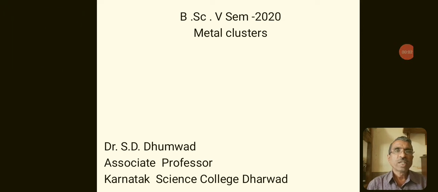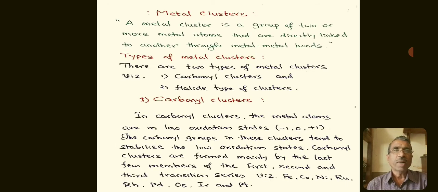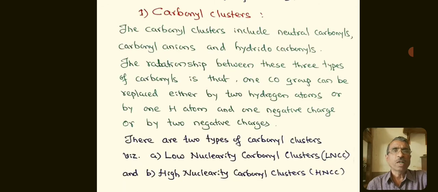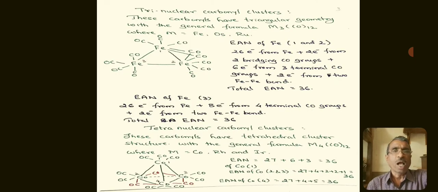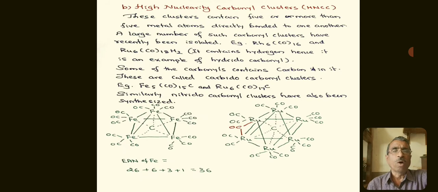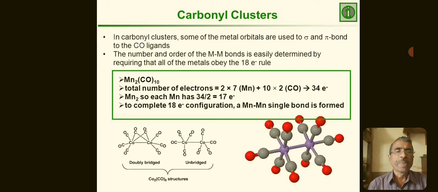Dear students, in the last class, we studied metal clusters. In these metal clusters, we studied two types: carbonyl clusters and halide type clusters. In the carbonyl clusters, we studied low nuclearity carbonyl clusters and high nuclearity carbonyl clusters with examples and the calculation of EAN also.